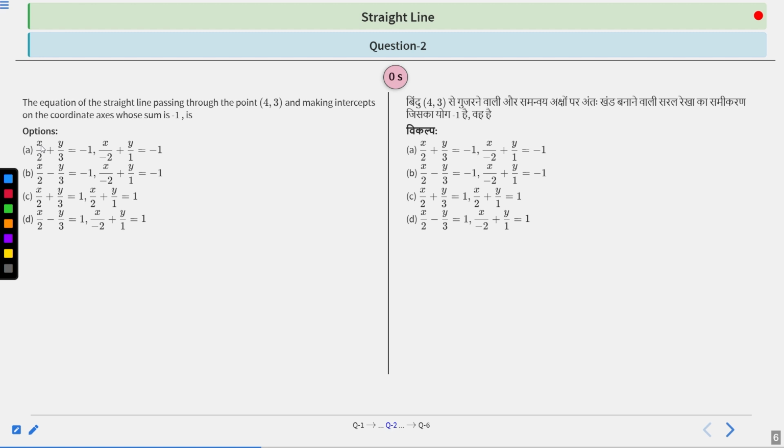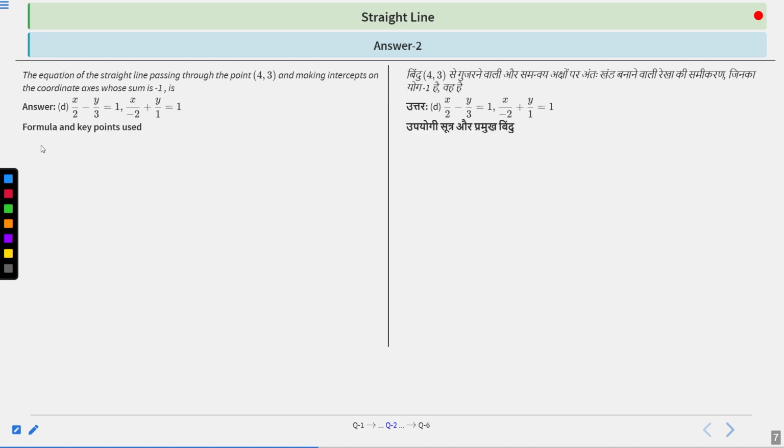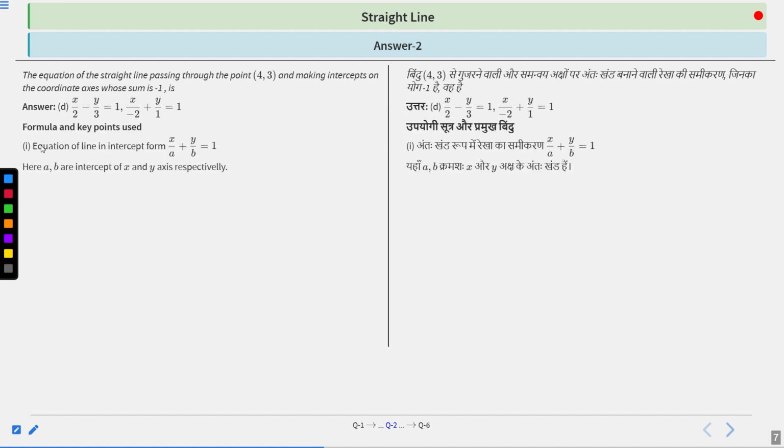Okay, let's move to the solution. The formula and key point we will use in this question is the equation of a line in intercept form. We know that x by a plus y by b is equal to 1, where a and b are the intercepts on the x and y axes respectively. Got it?